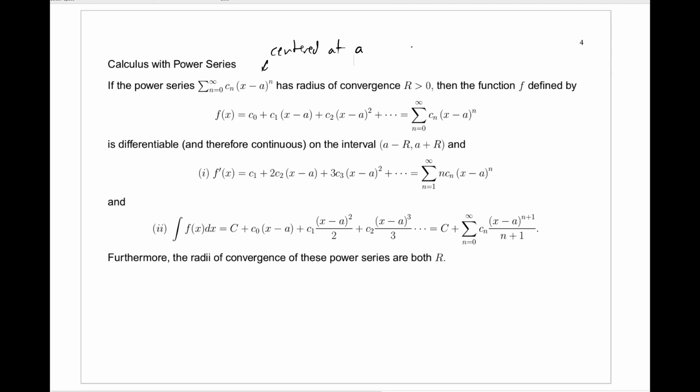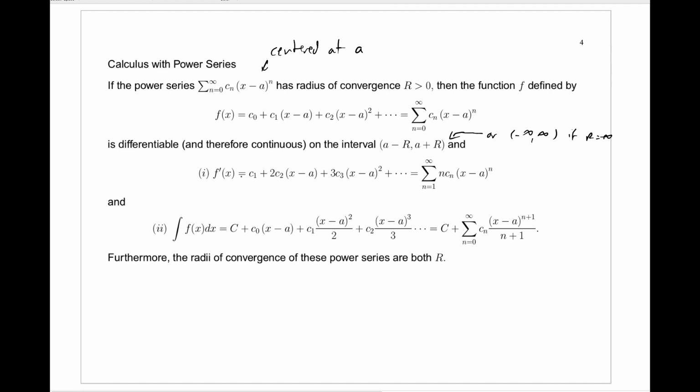So if you have a power series defined by f of x is c0 plus c1 times (x minus a) plus c2 times (x minus a) squared, etc., we can write that in standard notation, the sum of c sub n times the quantity (x minus a) to the n. That power series will be differentiable, certainly continuous, on this interval from a minus R to a plus R, or if R equals infinity, the entire real line, if the radius of convergence is infinite.